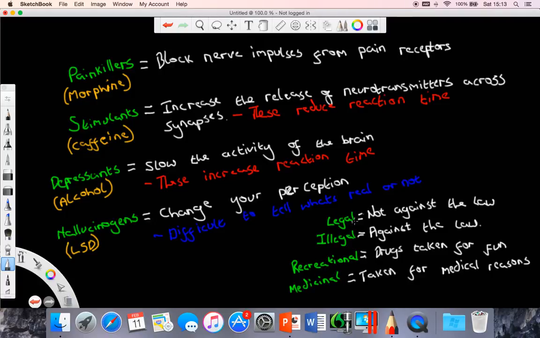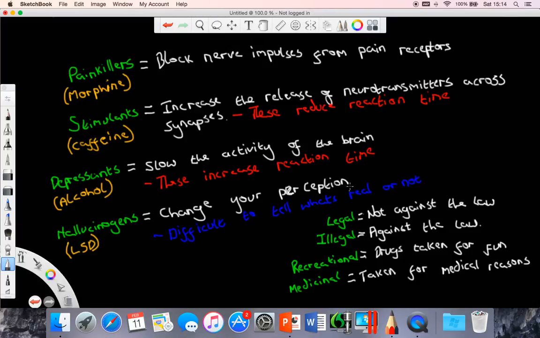Okay? Now, these are some extras. These aren't in your spec, but if you are talking about drugs in a test and you mention morphine, it can be legal if it's prescribed by a doctor, and it can be illegal if it's bought off some dodgy bloke around the corner.